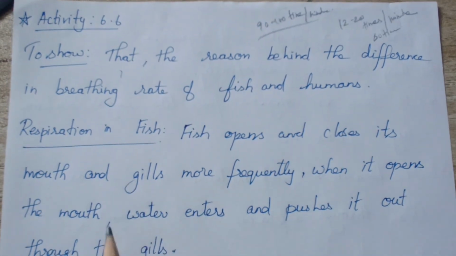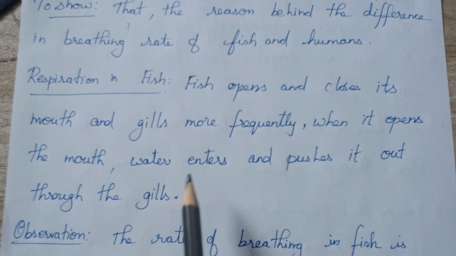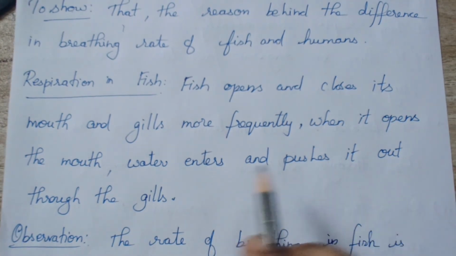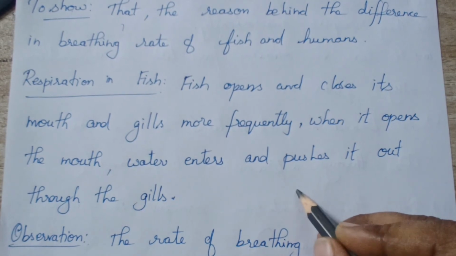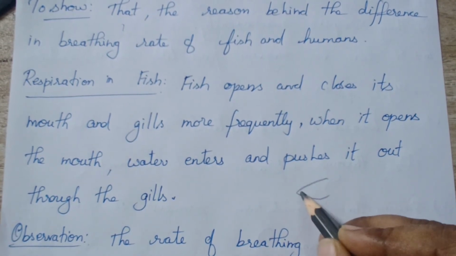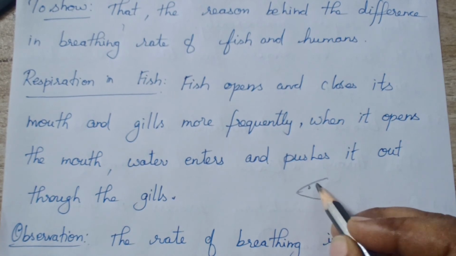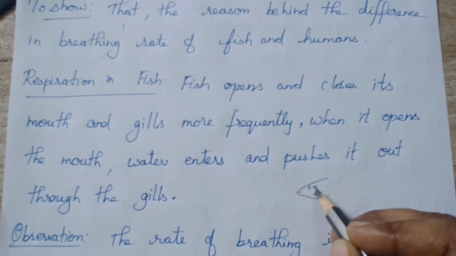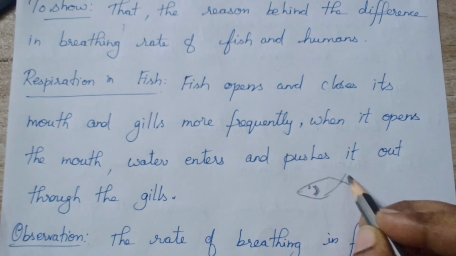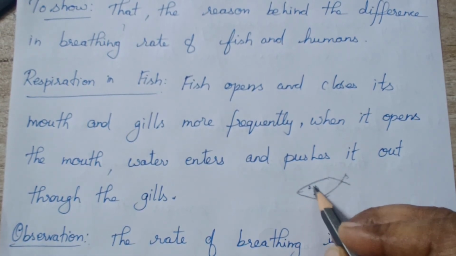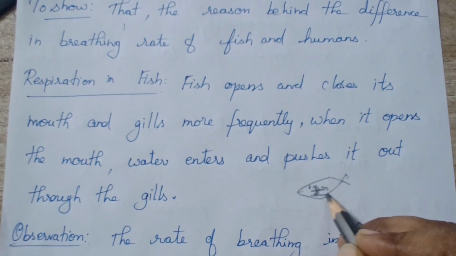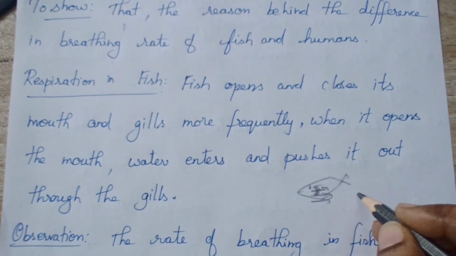Respiration in fish: how does this respiration in fish take place? The fish opens and closes its mouth and gills more frequently. Faster it will do all this. When it opens the mouth, water enters. Take this as your fish. Behind the eyes you will have some gills. When this mouth is closed, this slit will be open and it pushes the water out.